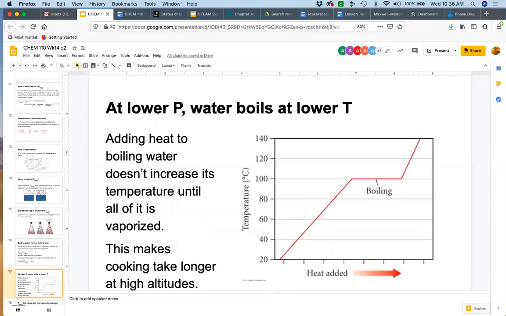So at lower pressure, water is going to boil at a lower temperature. So if I add heat to boiling water, it's not going to increase its temperature until all of it is vaporized. So if I'm looking at this diagram, part of what I want you to notice is that there's an increase in the heat until we start boiling, and then the temperature stays constant even though you're adding more heat until all of the liquid molecules have become gaseous molecules, and then the temperature will rise again.